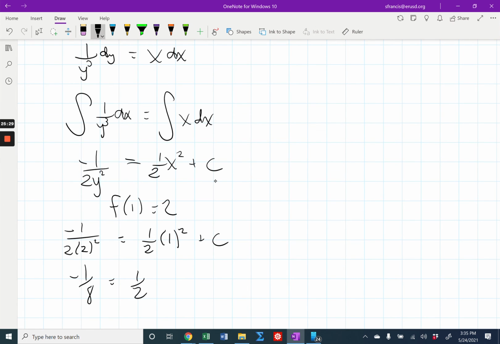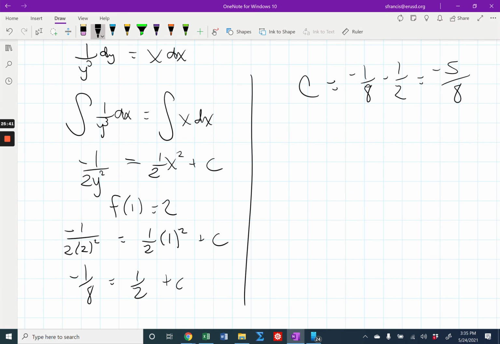I'm going to go back up here now. So c is equal to negative 1/8 minus 1/2, which is negative 5/8. So that's the fourth point. And the fifth point is actually solving for y. So negative 1 over 2y squared is equal to half x squared minus 5/8. And so I would multiply by negative 2 first to get 1 over y squared. And this becomes negative x squared plus 5/4.